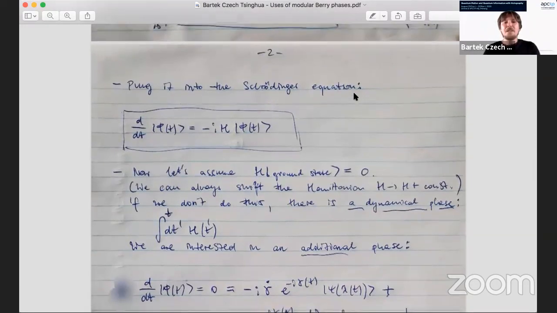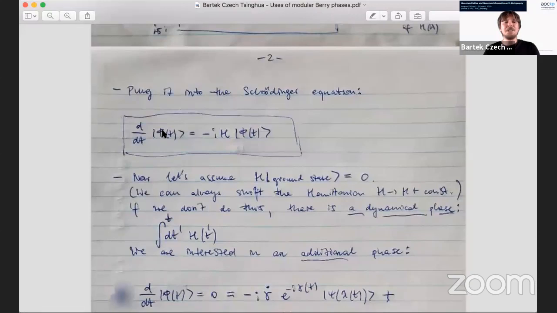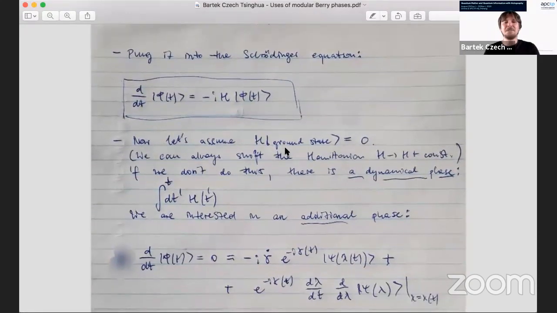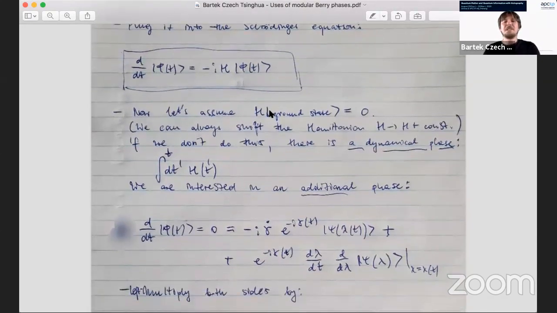Okay, so now we're going to take what is now our ansatz for the state at a given time t, and we're going to plug it into the Schrödinger equation. So this equation has to be satisfied. Just for simplicity, I'm going to assume that the ground state energy is actually 0. We can always make that happen by adding a constant to the Hamiltonian.